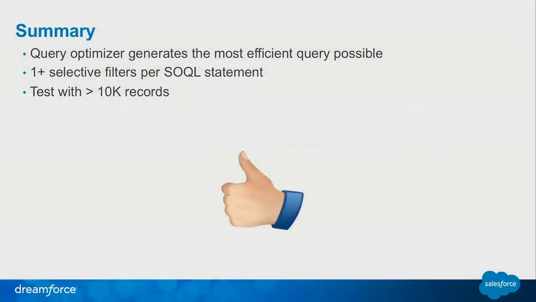Okay. So in summary, we want you to realize that the query optimizer is going to generate the most efficient query possible. Make sure you add at least 1 selective filter to your SOQL statement, and make sure you test with more than 10,000 records. As Chris said, 100,000 would even be better.